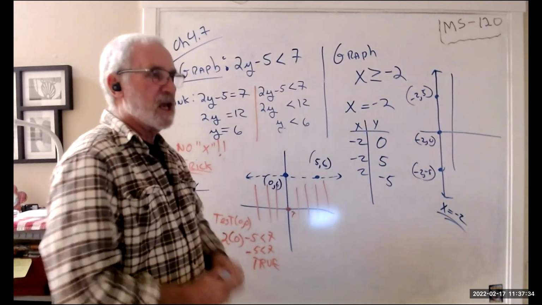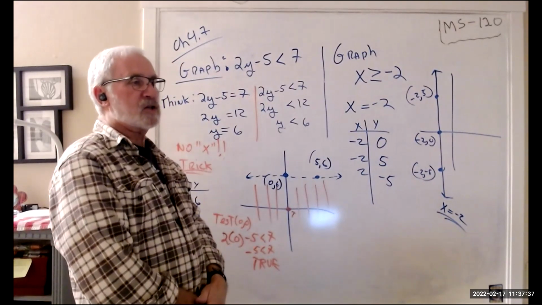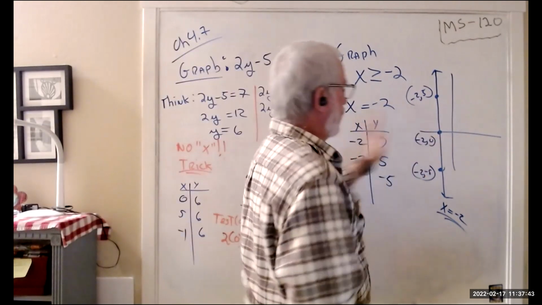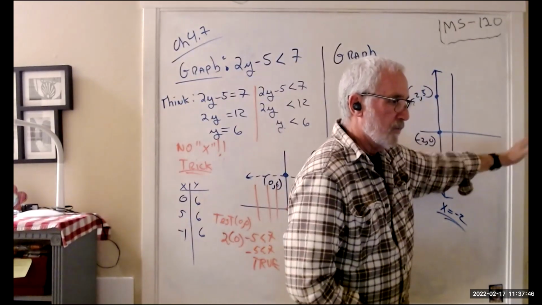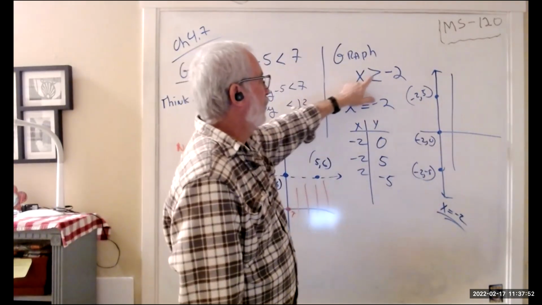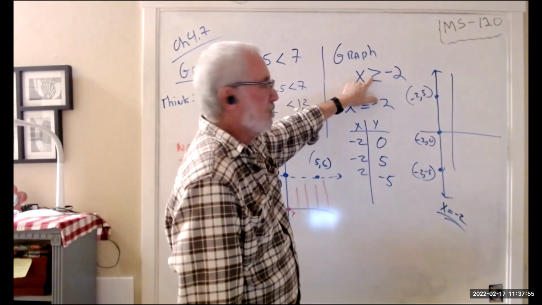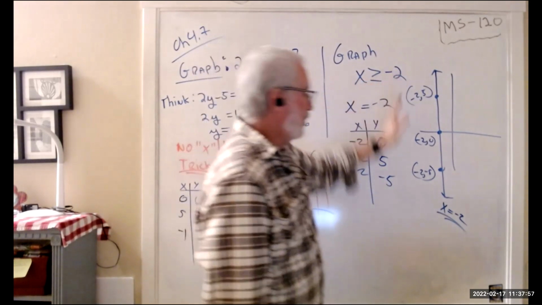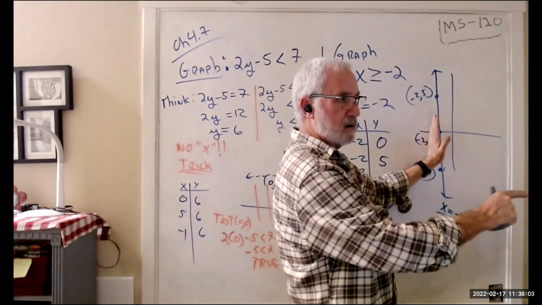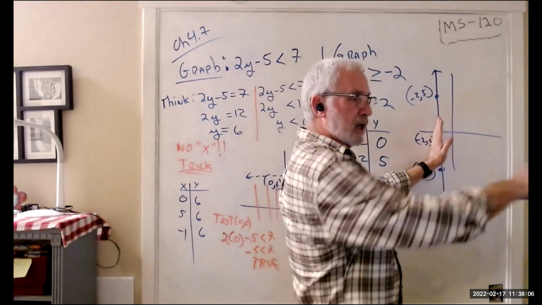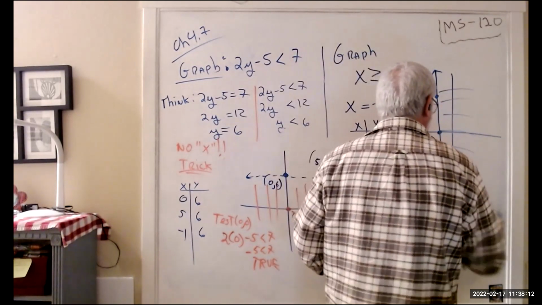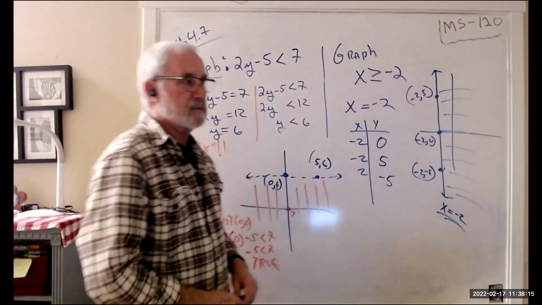But I also have to shade. I have to decide where to shade on that line. Do I shade to the left of it or to the right? Well, the way I look at it is I say this in English: X is greater than -2. This is X equals -2. Which way is bigger than -2? That way. X is bigger than -2. So you would shade out here and you'd be done with the problem. That's it.